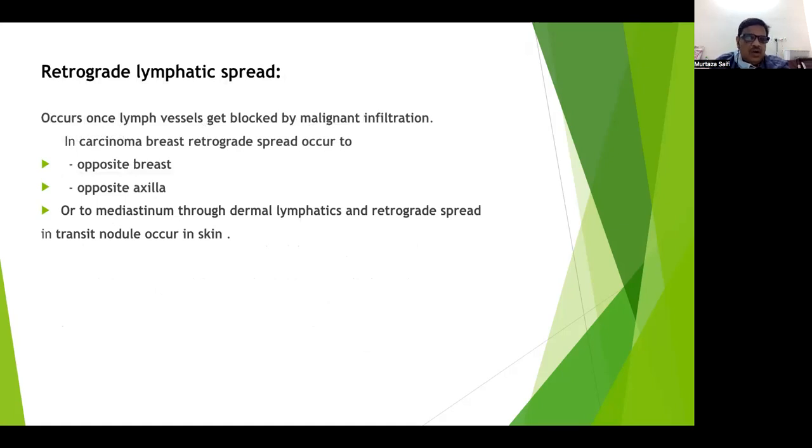Retrograde lymphatic spread occurs once lymph vessels get blocked by lymphatic infiltration in carcinoma breast. Retrograde spread also occurs to the opposite breast, opposite axilla or mediastinum through dermal lymphatics, and retrograde spread in transit nodes, nodules occur in the spleen.